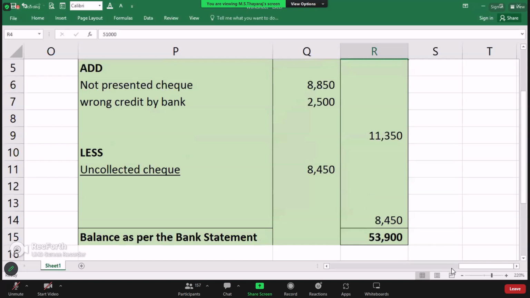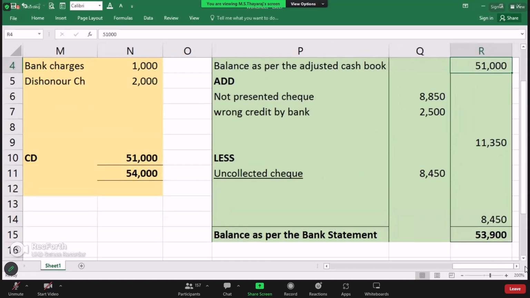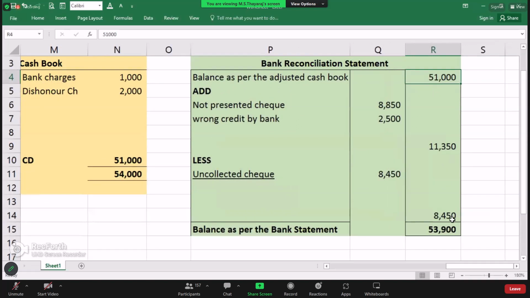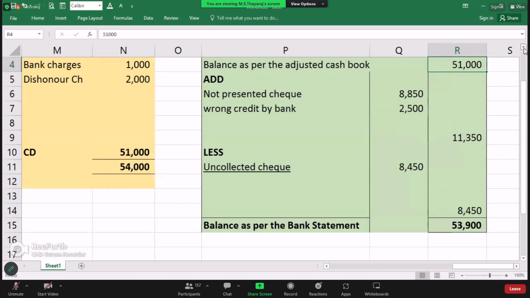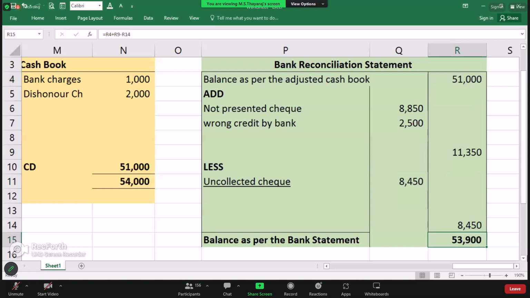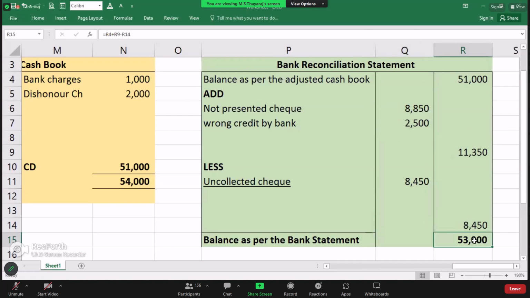Then you can see the bank reconciliation statement balance is 53,900. Is it equal? It is reconciled with the bank statement balance given in the question. Okay, so that is it. If you have any doubt, you can ask now. Any doubt regarding this question, you can ask.